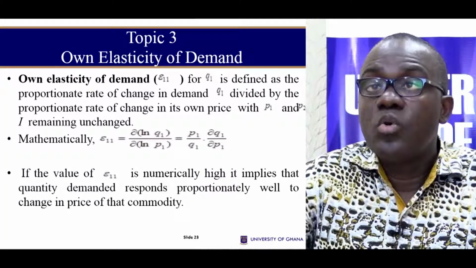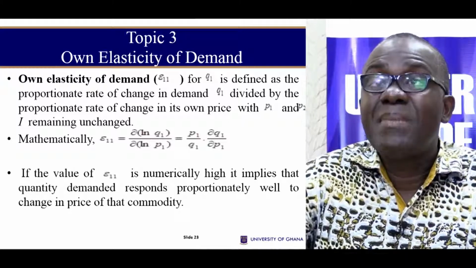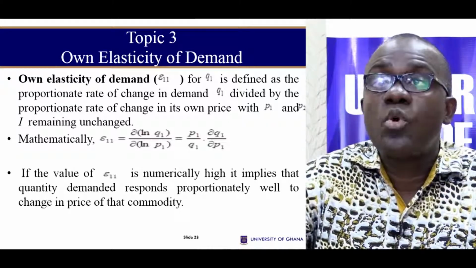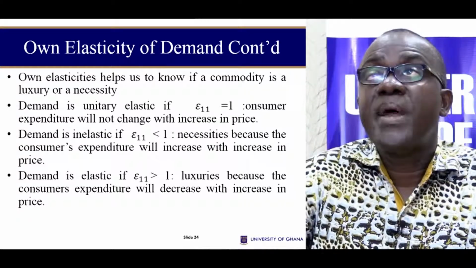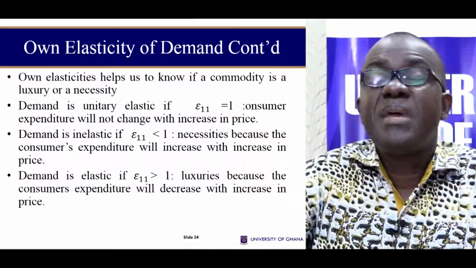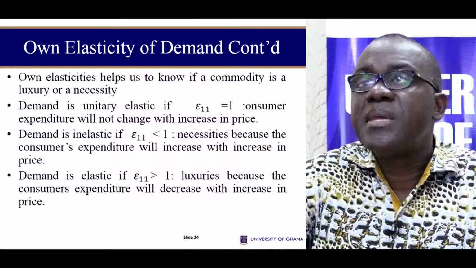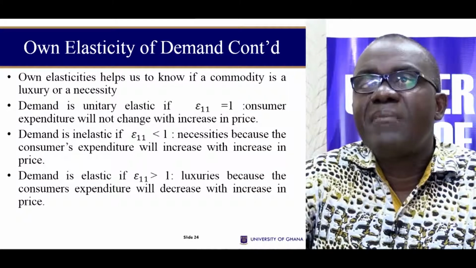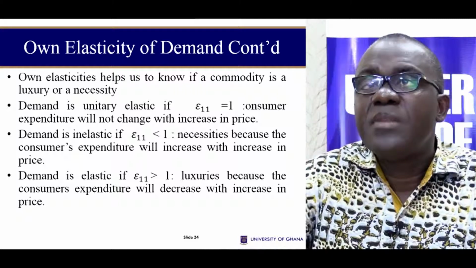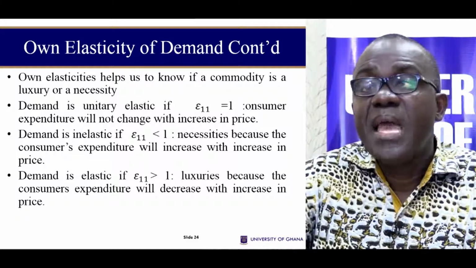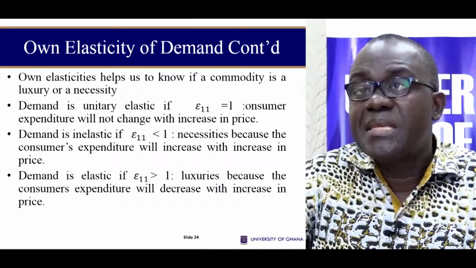Okay, so the value here will determine how the quantity demanded of that commodity responds to its own price. And in many situations, if you have your own elasticity equal to 1, then we have demand being unitary elastic. If it's less than 1, then it means we have inelastic. And then when it's greater than 1, it means we have elastic demand.